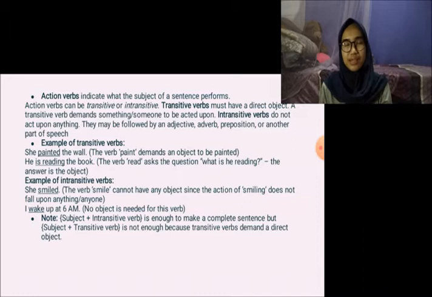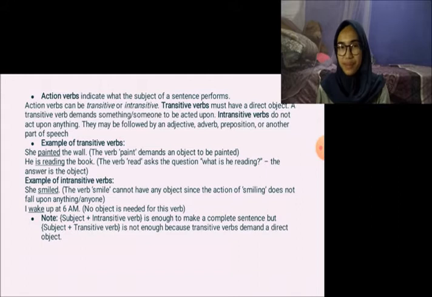So here are examples of transitive verbs. "She painted the wall." The verb paint in the sentence demands an object to be painted, which is the wall. And "He is reading a book." The verb read asks the question, what is he reading? So the answer must be the object. The object is the book.